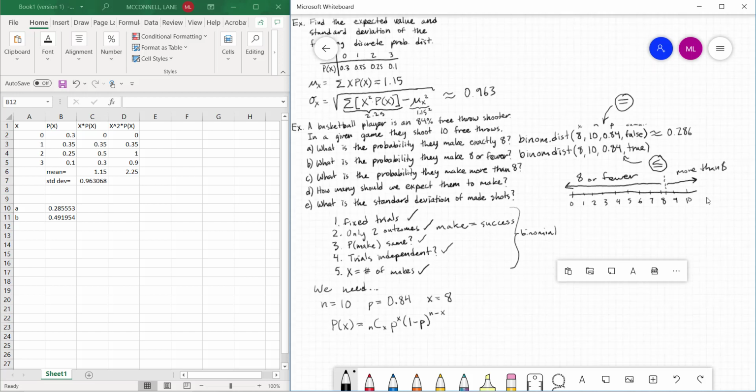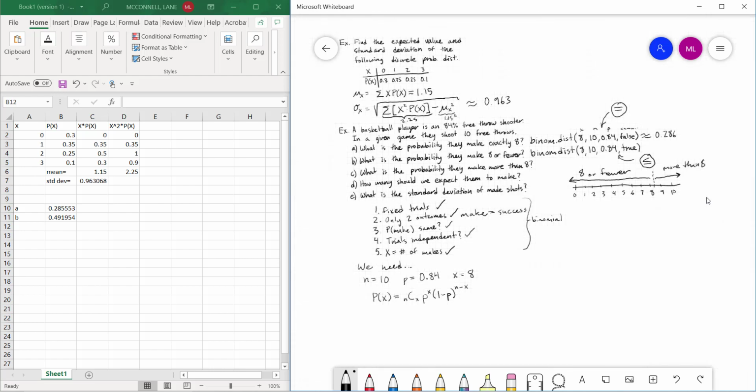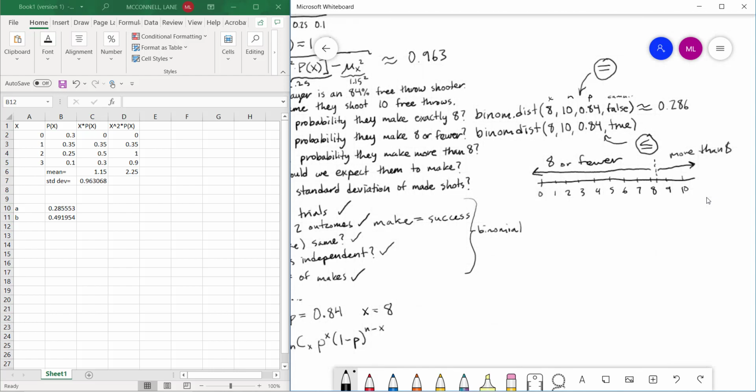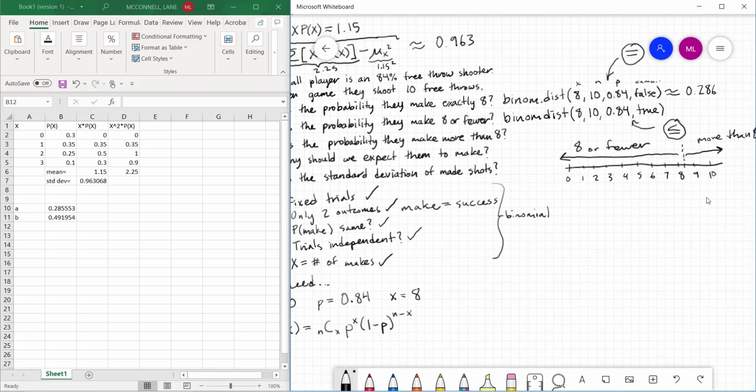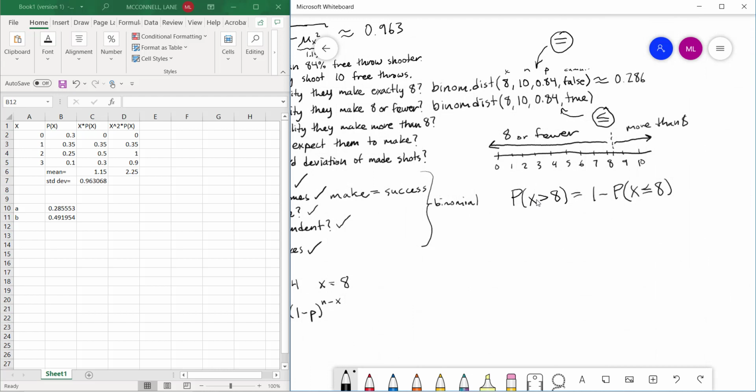And so what this tells me is that we can use our rule of complements to figure the answer out to this one. If I want to figure out the probability that x, the number of shots they make, is more than 8, well, that's going to be equal to 1 minus the probability that the number of shots they make is less than or equal to 8, which is its complement. This is our rule of complements. X greater than 8, that's this region over here, is the complement of x less than or equal to 8, which is this region over here.